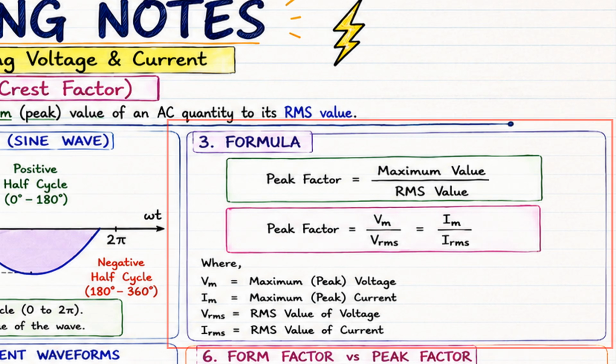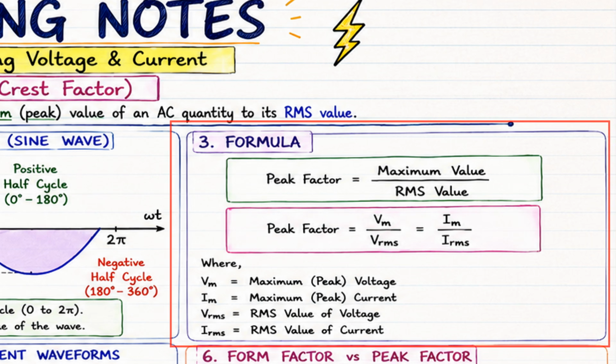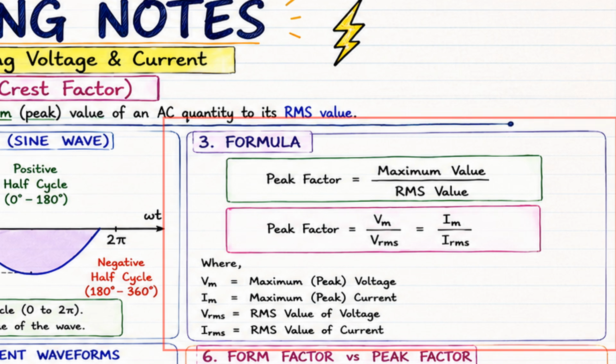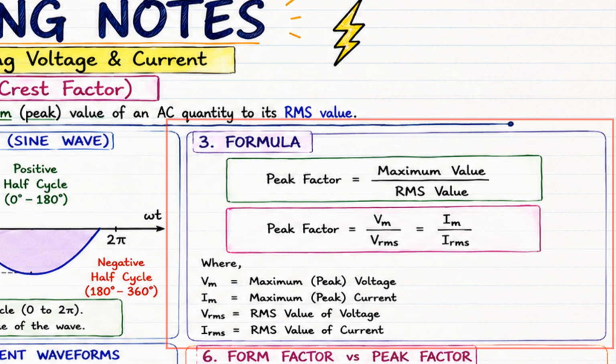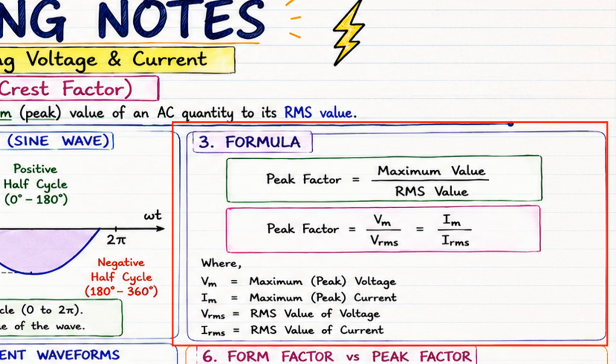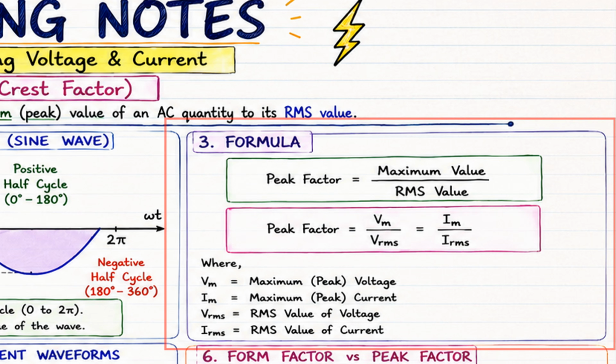Now we move to section number 3, the formula. In this section, the main peak factor formula is shown. Peak factor is equal to the peak value divided by the RMS value. This relationship can be used for both voltage and current. So, if we have the peak value and the RMS value, we can easily calculate the peak factor.